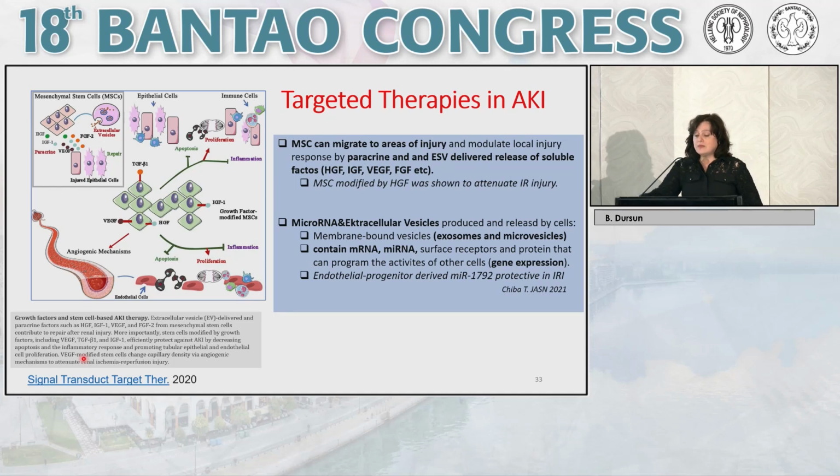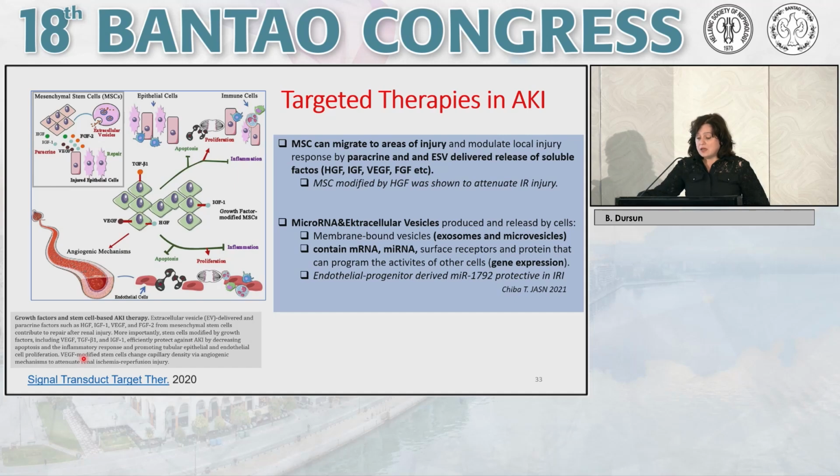In that aspect, mesenchymal stem cells can still hold some promise because they can migrate to areas of injury and are known to modulate the local injury response primarily by paracrine action, but lately it was shown that extracellular vesicle delivered release of soluble factors like hepatocyte growth factor and insulin-like growth factor can also be effective. Mesenchymal stem cells modified by hepatocyte growth factor were shown to attenuate ischemic reperfusion injury. And microRNAs and extracellular vesicles may also hold some promise.